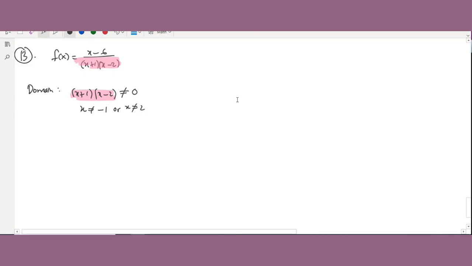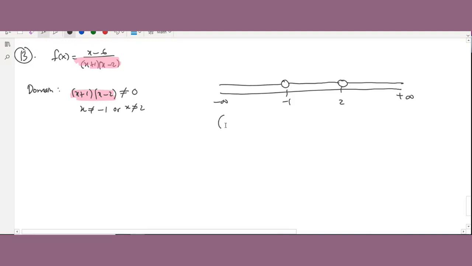Okay, so now we transfer to number line. The domain is all real numbers except negative 1 and 2, and transfer to interval notation. So now check here: the first one tends to negative infinity and positive infinity, maybe horizontal asymptote.